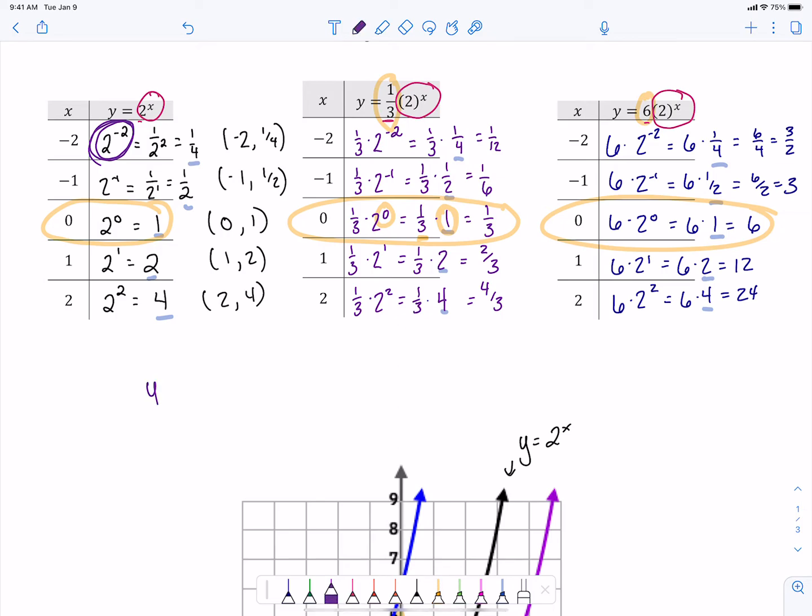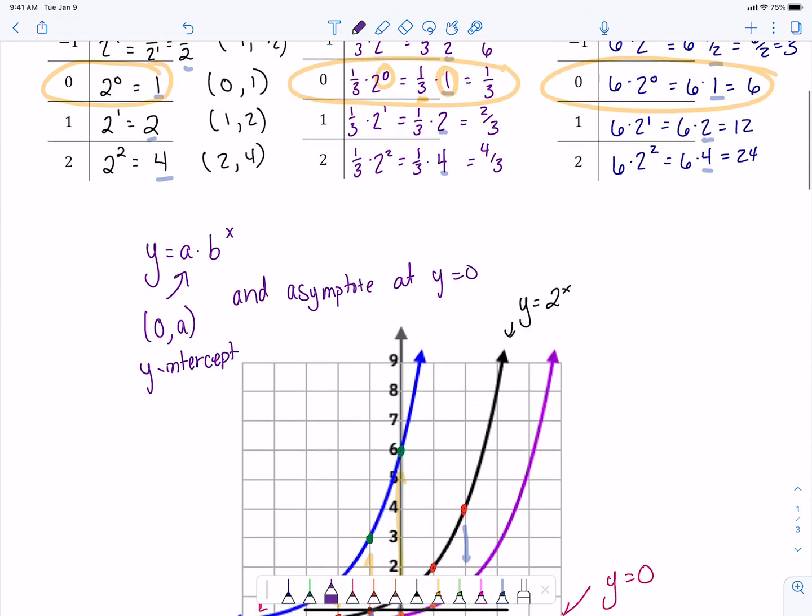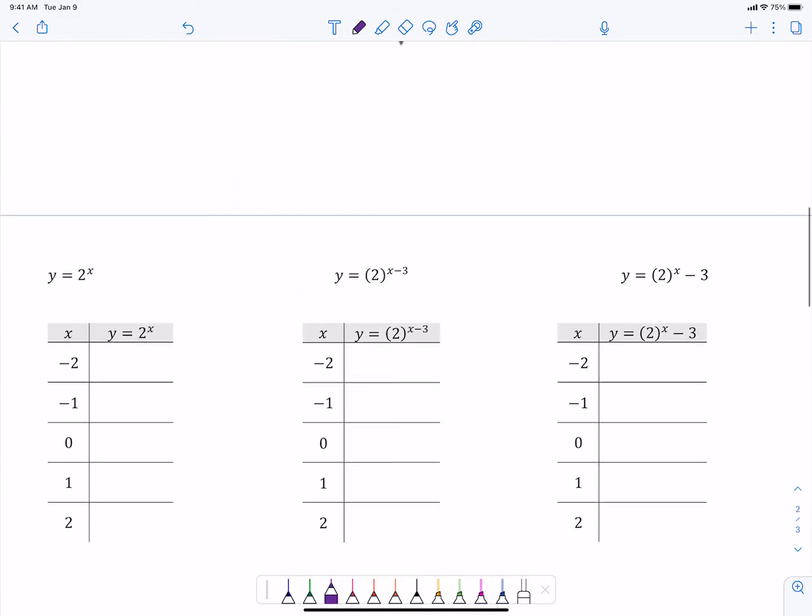So to sum up, if you've got an exponential that's a times b to the x, (0, a) is going to be your y-intercept, not intercepts, intercept, and our asymptote is going to be at y equals 0. So the only thing that's ever going to move that asymptote from y equals 0 is if we move our graph up or down.